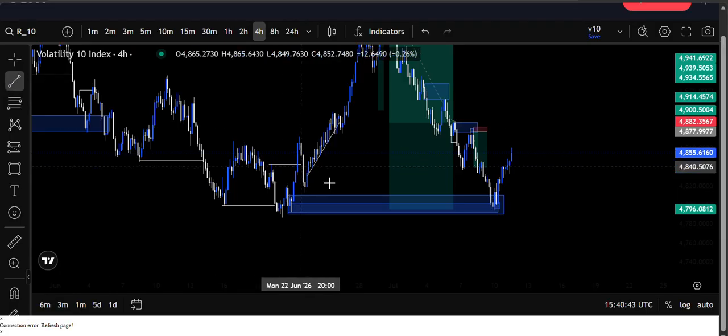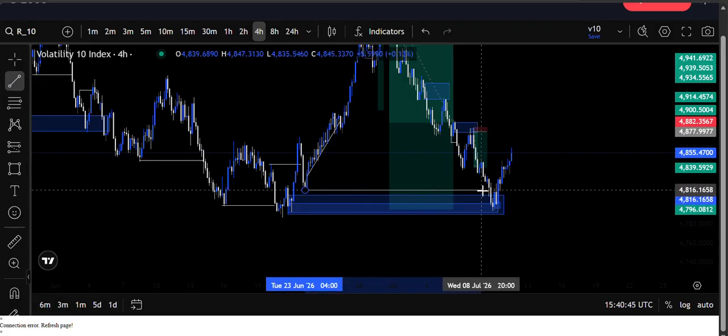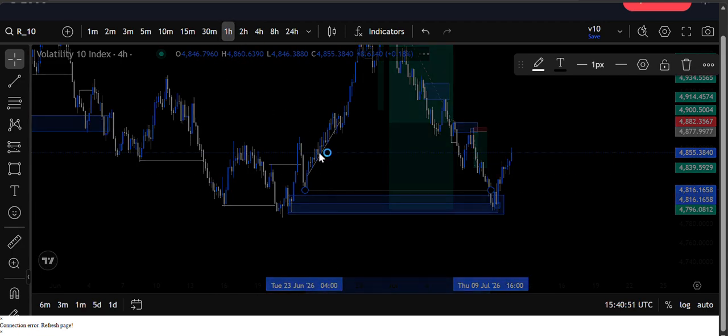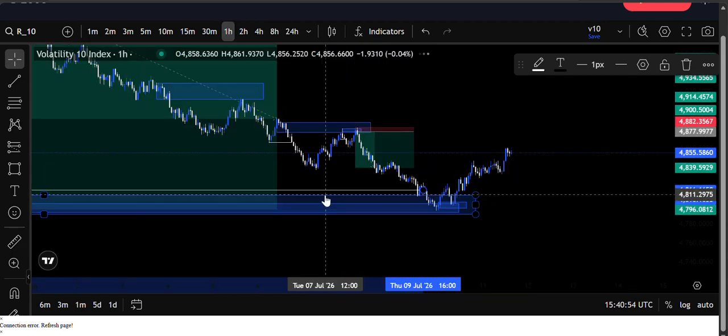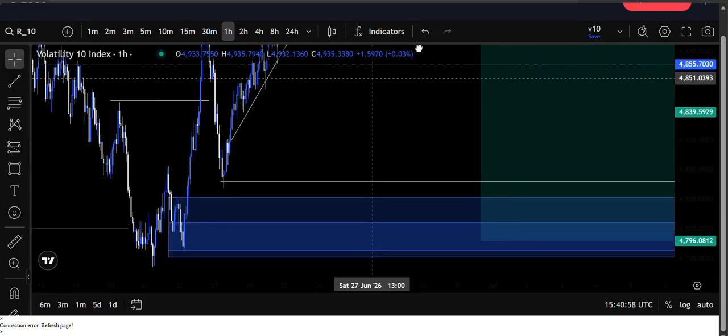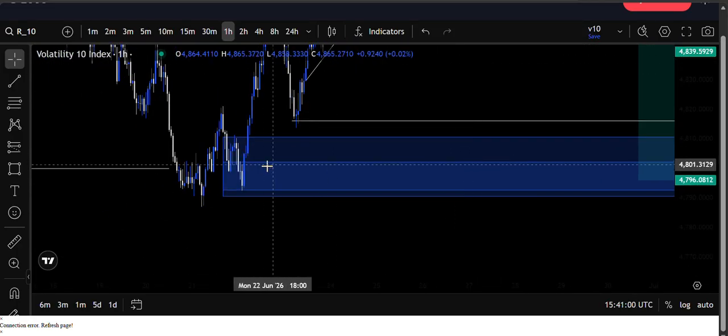Meaning this place in the future will be acting as an inducement. Okay? An inducement. And then this is the zone we're actually targeting. So now let's go to our 1 hour time frame to refine that zone further. So in coming down to our 1 hour time frame, this is what we saw. So we're able to refine this zone.